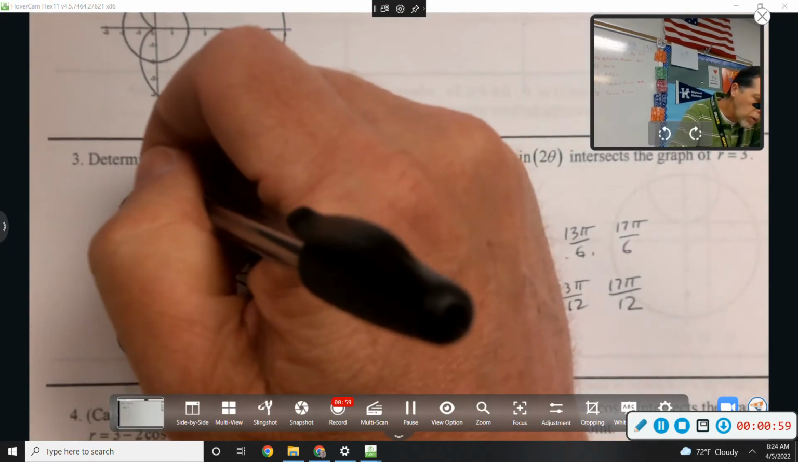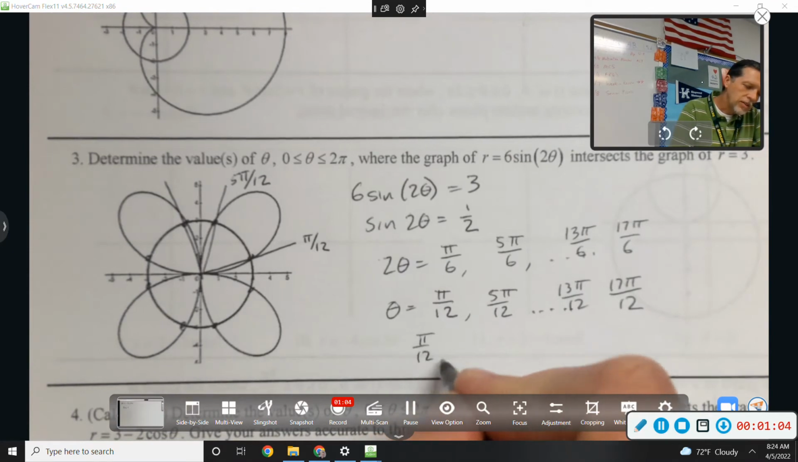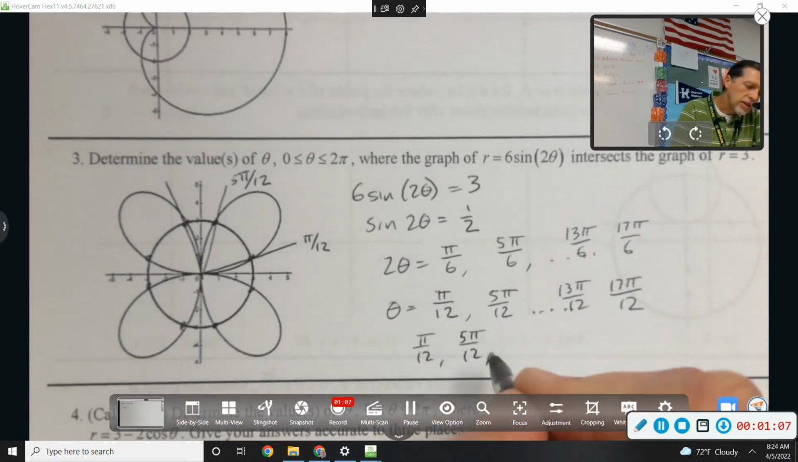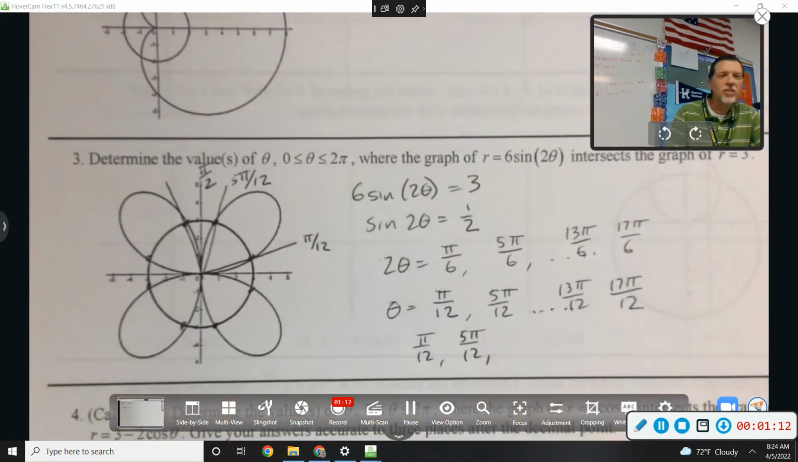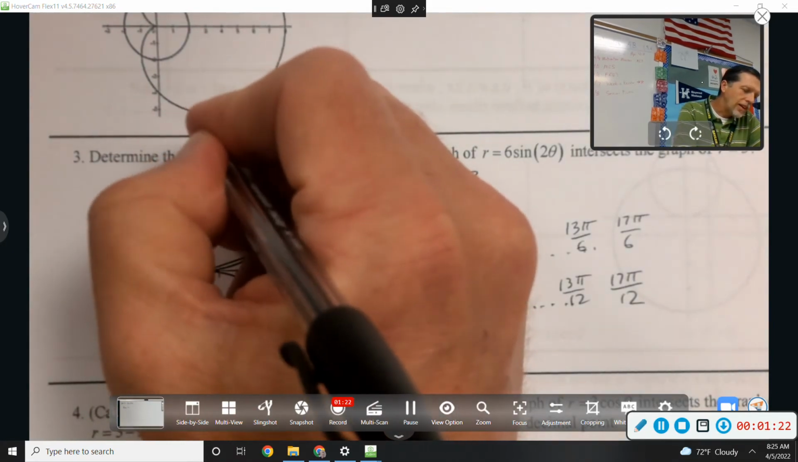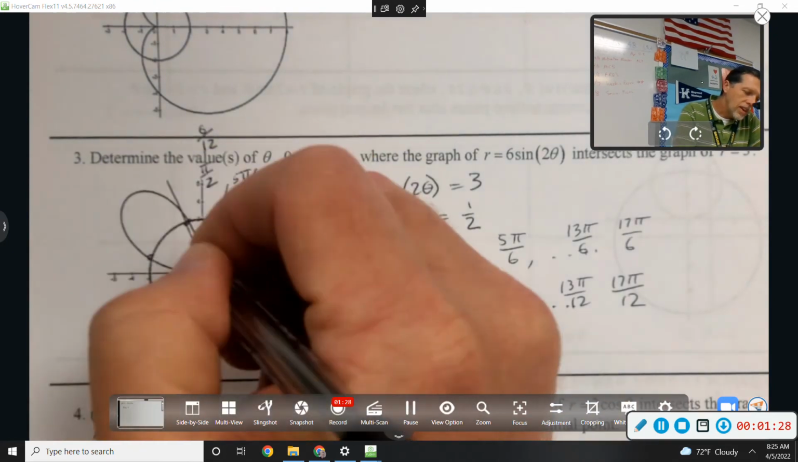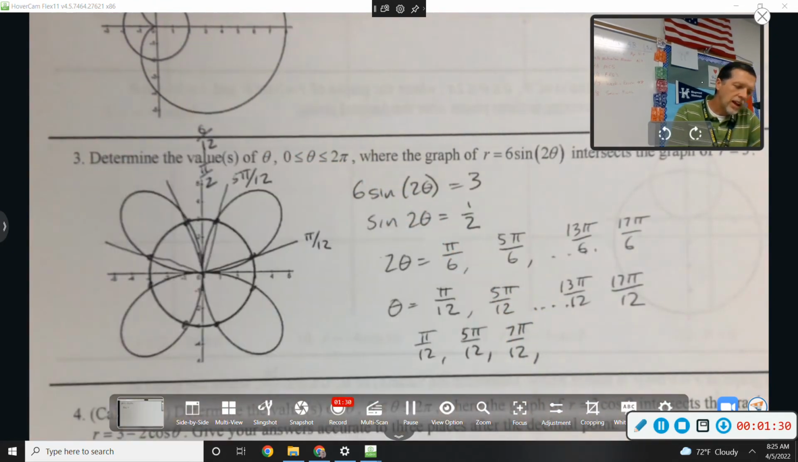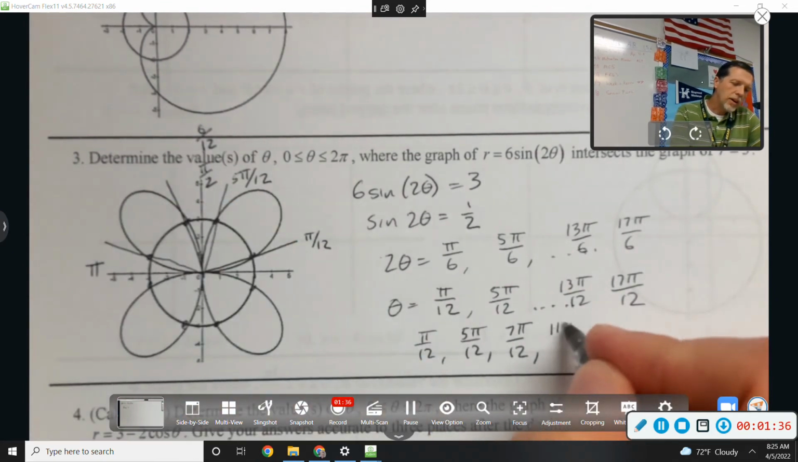What's 1/12 past pi over 2? So pi over 12, 5 pi over 12. So I need 1/12 past pi over 2. We need some fraction skills here. 1/12 plus 1/2. Let's see, that one's 6/12, so 7/12. And then I need almost a pi, so that would be 11 pi over 12.